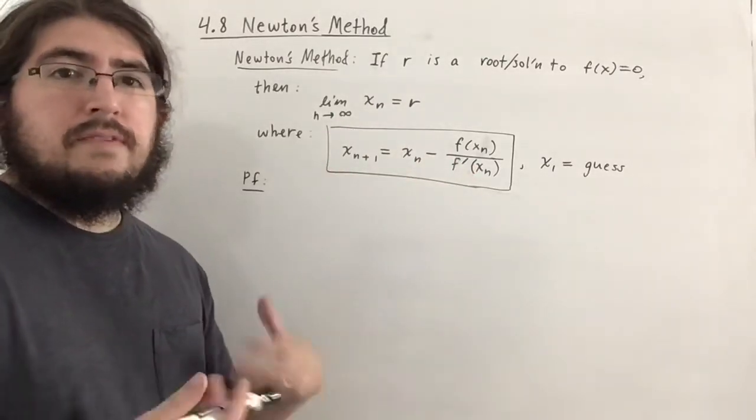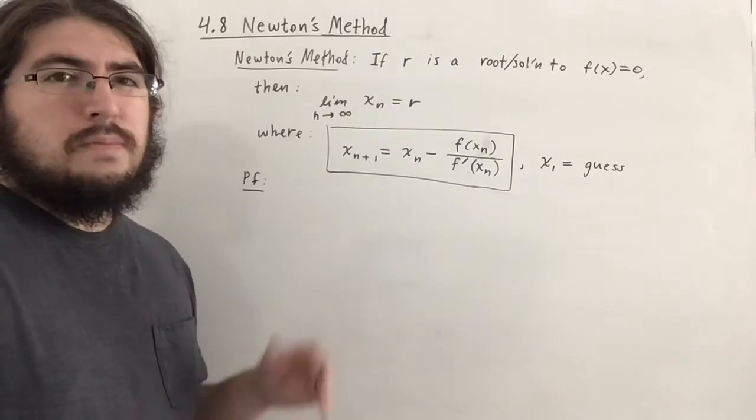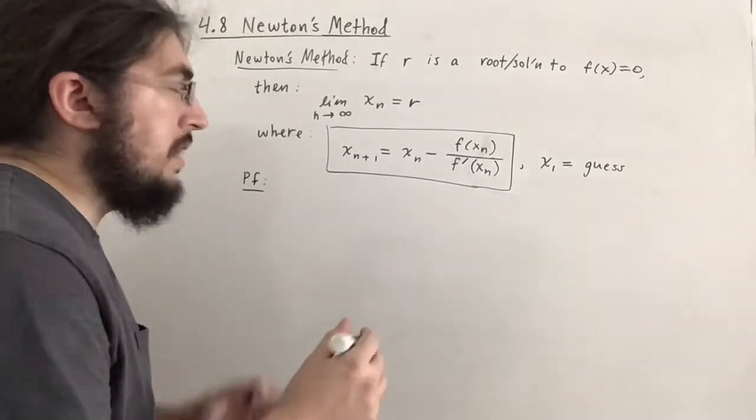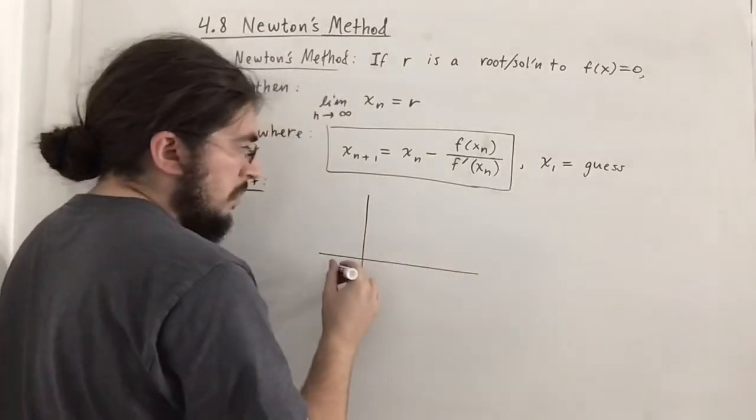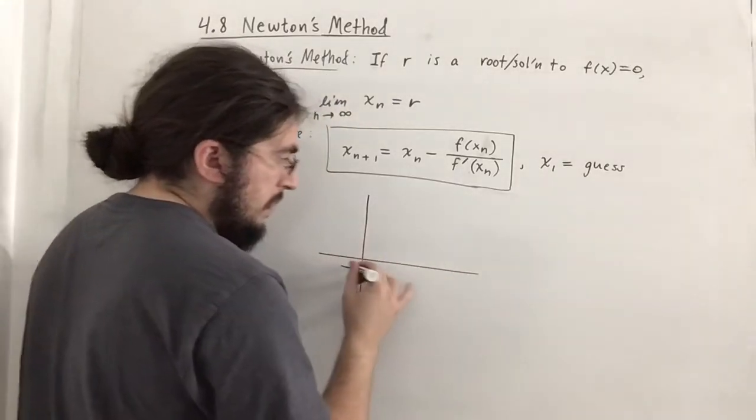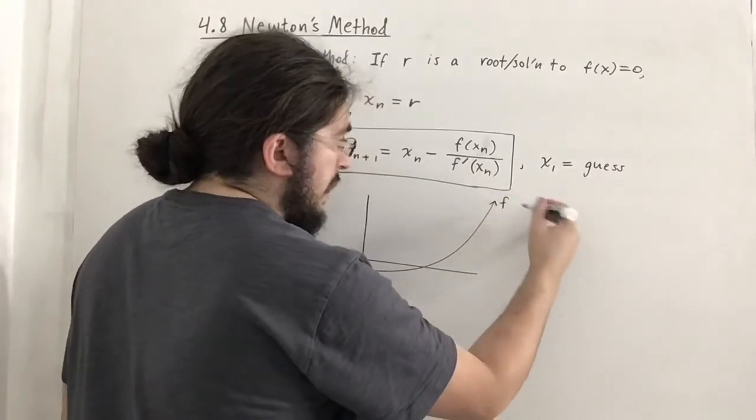Now I'm going to explain visually why this works. It's not really a proof, it's more of a visualization, but I think it's pretty cool. So basically we have some curve. I'm not going to make it super wavy or anything. Let's just say it's a curve like this. And that's f of x.